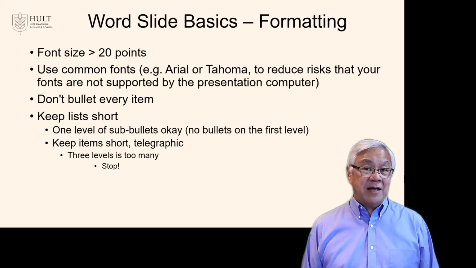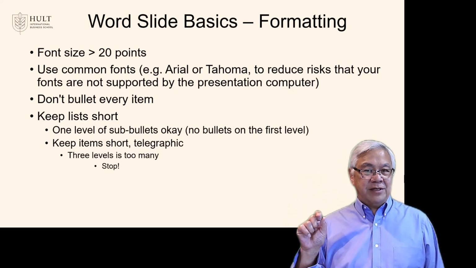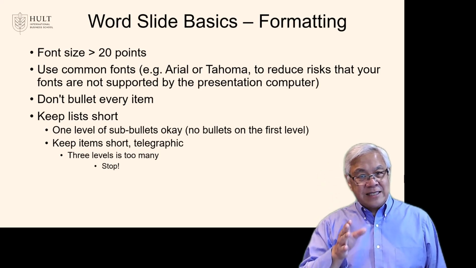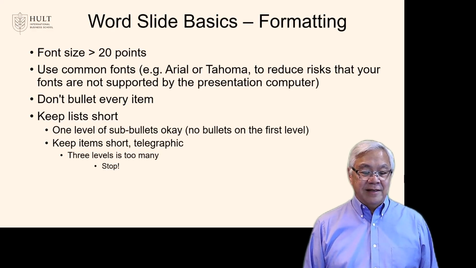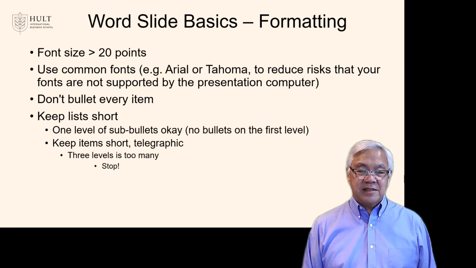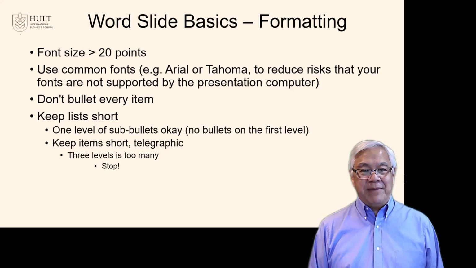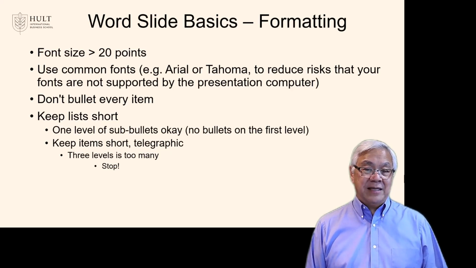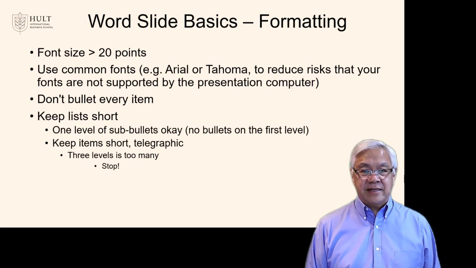Next is use common fonts. Arial, Tahoma are common. Third is don't bullet every item. For example, the very first line doesn't have to be bulleted because the first line has subpoints. So you don't need the bullet on the first point. And keep the list short. This is an example where we have one level of bullets. That's okay. And then we might have two levels of bullets. Well, that's getting a little detailed. Then you get three, which is getting a little smaller. Go to four, you better stop. So don't have that many bullets. You may have those many layers of your presentation when you're speaking, but you don't have to capture all those layers on the slide itself.